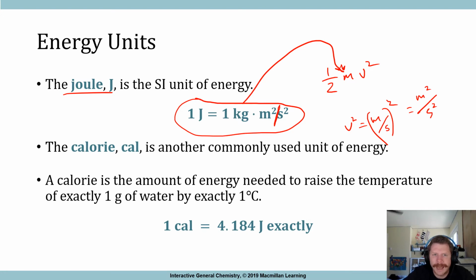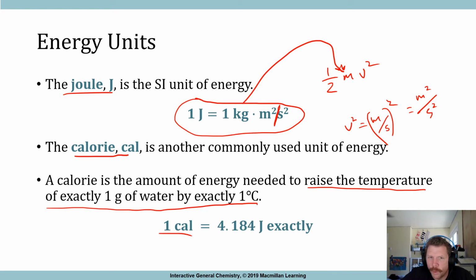Okay, the calorie, or cal, is another commonly used unit of energy. A calorie is the amount of energy needed to raise the temperature of exactly 1 gram of water by 1 degree Celsius. So 1 calorie is equal to 4.184 joules exactly.